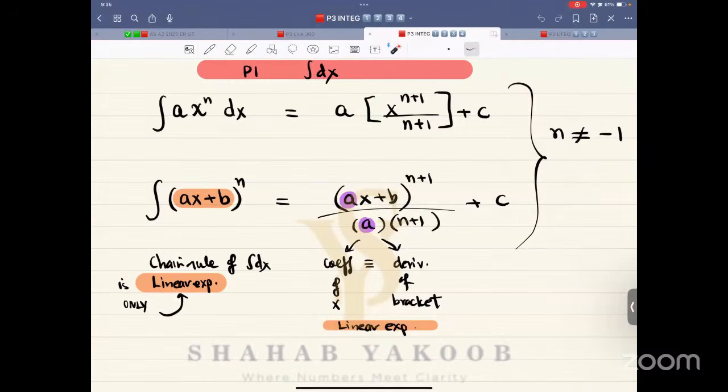So now the thing over here is this. Ax plus b raised to power of n plus 1, power n becomes n plus 1, divide by n plus 1, divide by the derivative of bracket or coefficient of x. It is the same thing because it's a linear expression, only valid for linear expression.